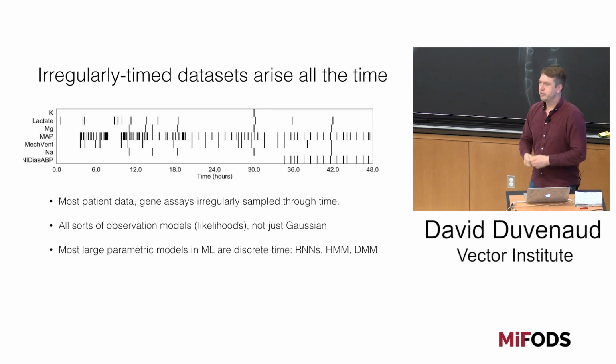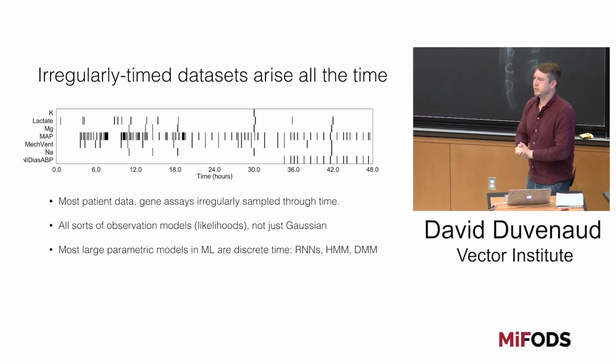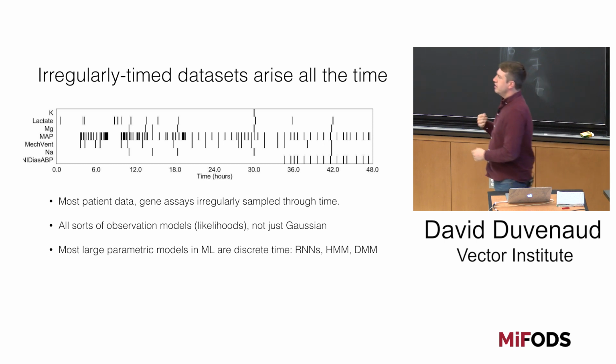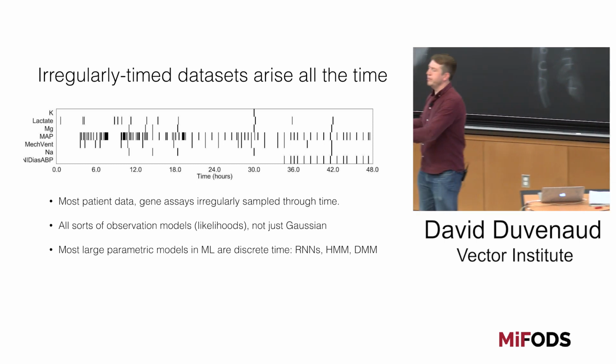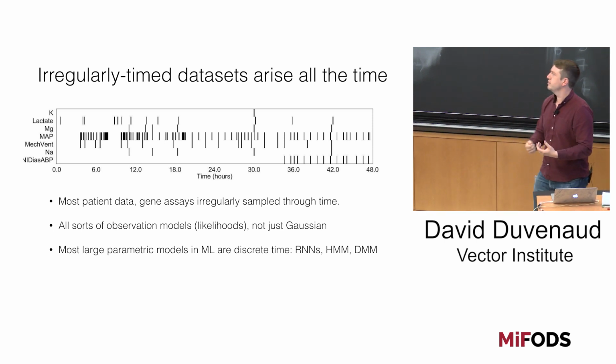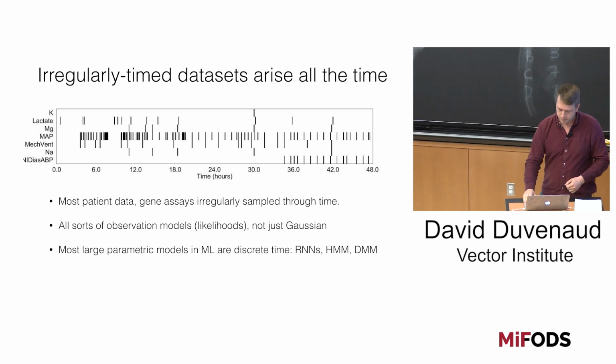I think the vast dark matter of problems are in business and health, where all data is kind of like this. We just don't talk about it very much because it's really awkward to deal with. And I would say that most of the big parametric models in machine learning that we like to use to model time series are fundamentally designed for discrete time, like recurrent neural networks, or even the deep Markov models.